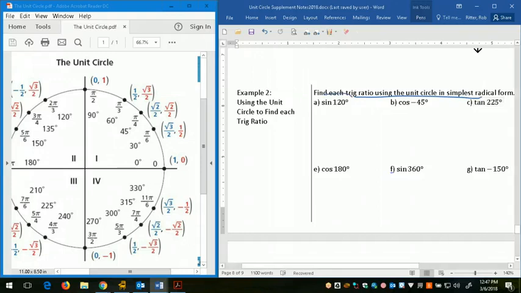Well, here they're saying sine of 120 degrees. So I look at my unit circle. 120 degrees, right here. What's the value of sine? Square root of 3 over 2. Did I have to draw the 120 degree angle first and solve the triangle? No. Didn't have to find the reference angle.